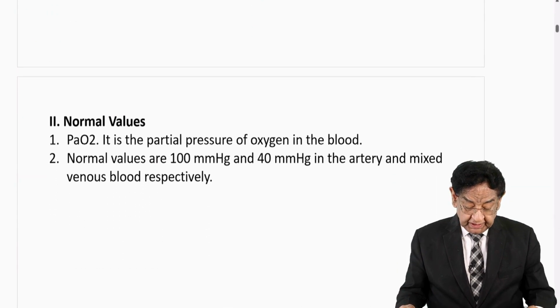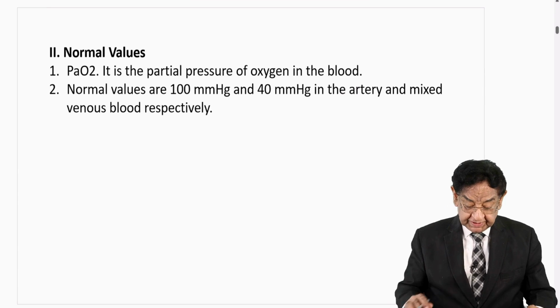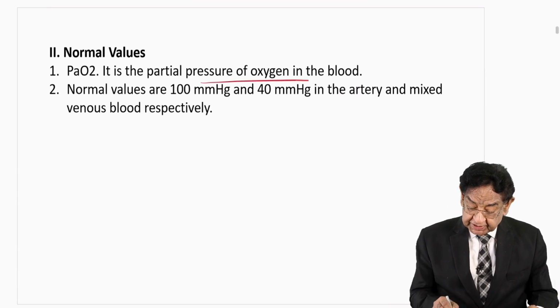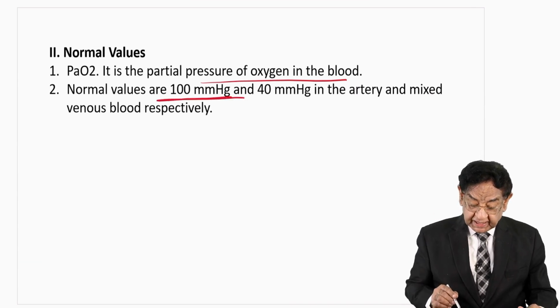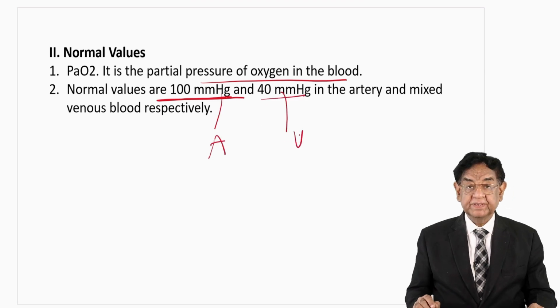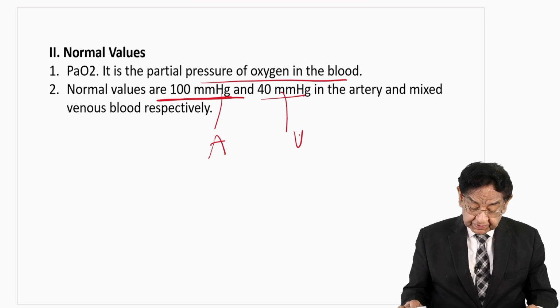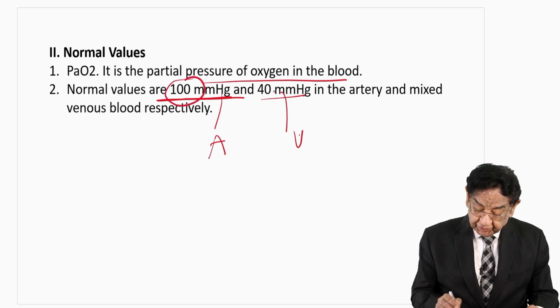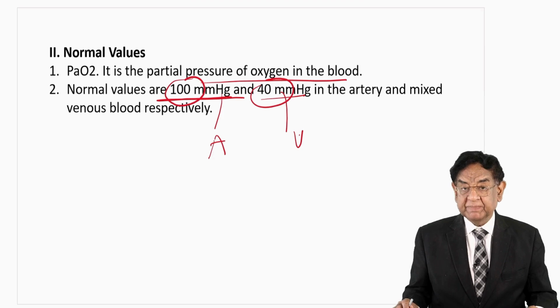Okay. Now normal values. PO2, partial pressure of oxygen. It's the partial pressure of oxygen in the blood. And the normal value is 100 millimeters of mercury on average, I'm talking about, the range is there, in the artery, and 40 millimeters in the vein nearby. Okay. So in this we are talking about PO2, another keyword that you got to remember. Remember, it's talking about partial pressure of oxygen.